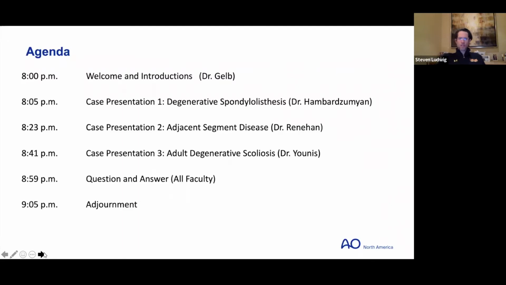This is the overall agenda. We're going to go over 3 cases. The first case is Dr. Hamber-Zumin, who is going to be discussing degenerative spondylolisthesis and the role for interbody. Dr. Renahan will be discussing adjacent segment disease, and Dr. Yunus will be describing the role of interbody for adult degenerative scoliosis. We'll then have a Q&A to answer any questions that the audience has, and then we'll be done in about an hour.